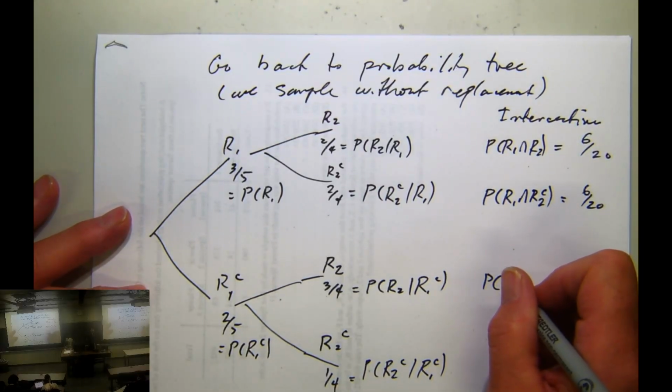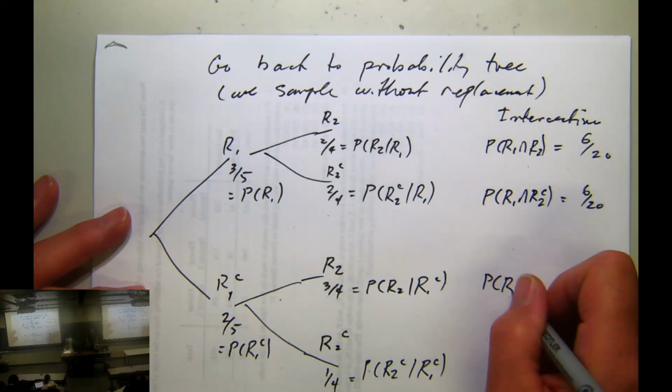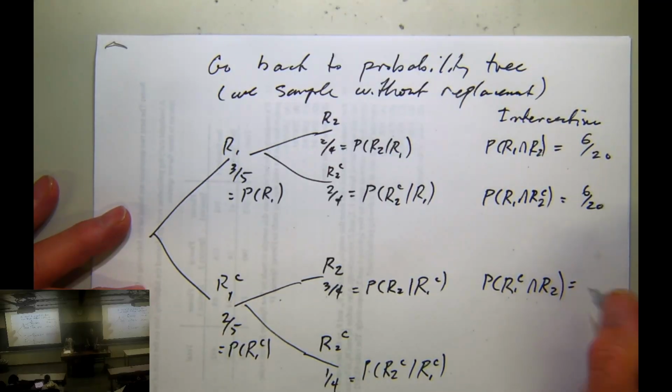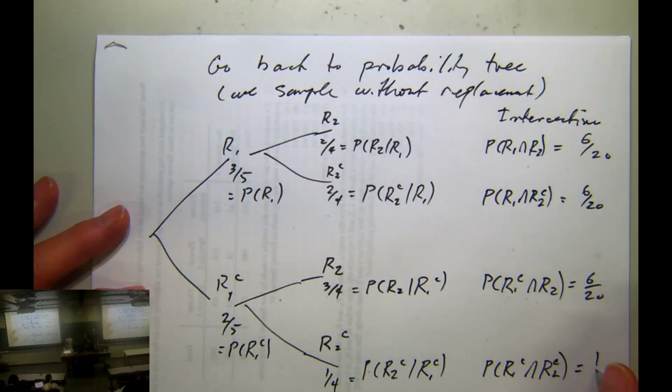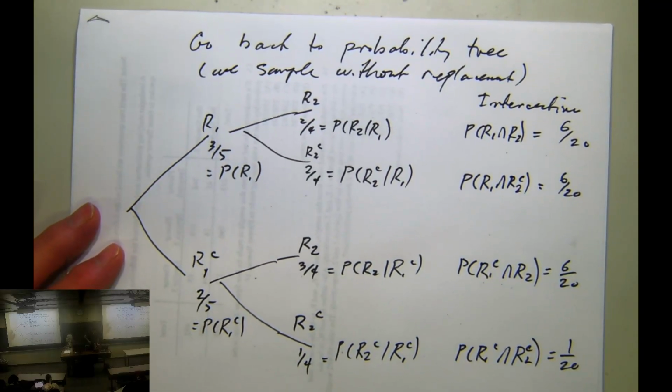The probability of R1 complement intersect R2 was also 6 out of 20. And the probability of R1 complement intersect R2 complement was 1 out of 20. And of course, those all add up to 1. A good check, just a check.